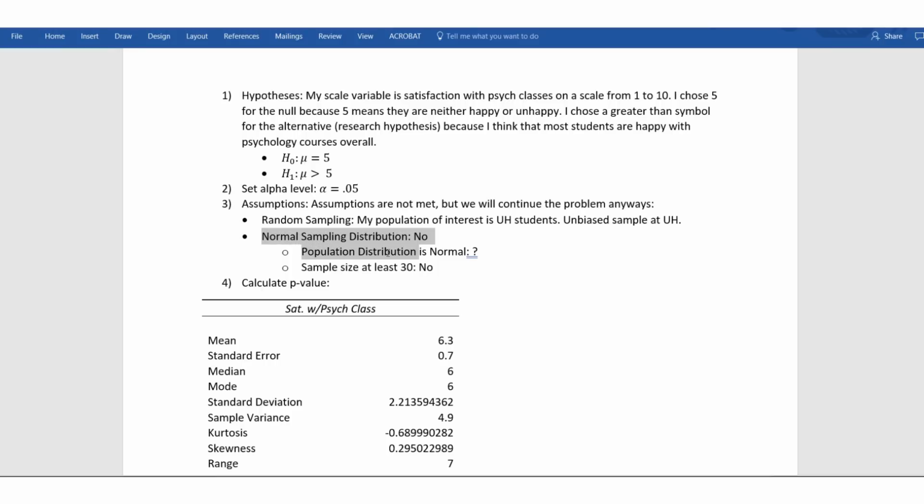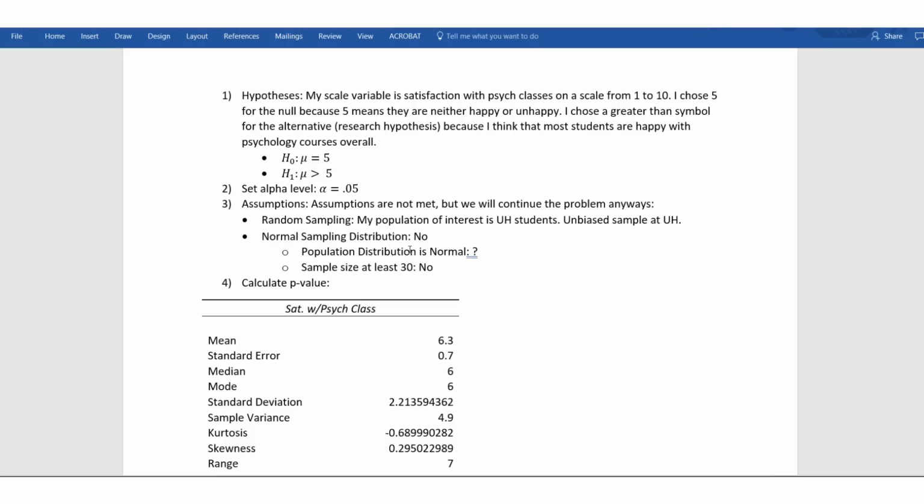Okay, then you want to know if your sampling distribution is normally distributed. And one of two things need to happen for that to be true. So you only need one of these, not both, but you could have both. So I have to ask, is the population distribution normal? I don't know. I have no idea what the population distribution is.